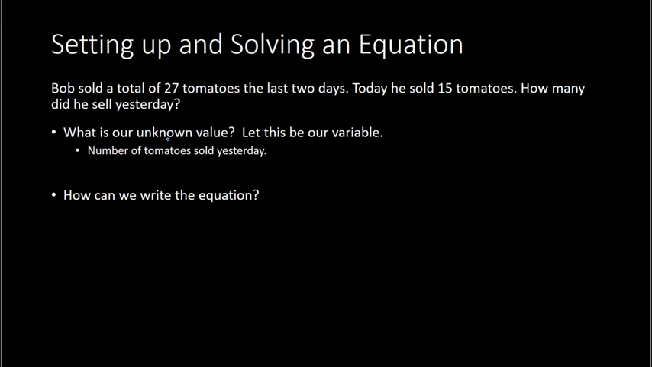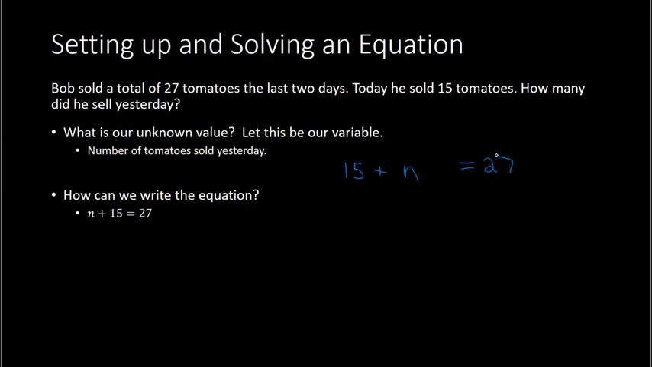So we know the total is 27. So whatever we have, the total is 27. Well, that total consists of what? Well, it consists of what he sold today, which is 15, plus what he sold yesterday. So if we let n be the number from yesterday, we add those together, we get 27. So my equation would be 15 plus n, or n plus 15, equals 27.